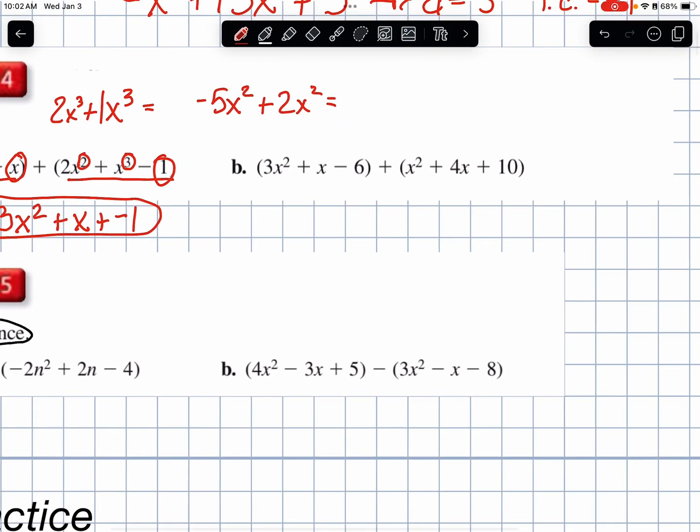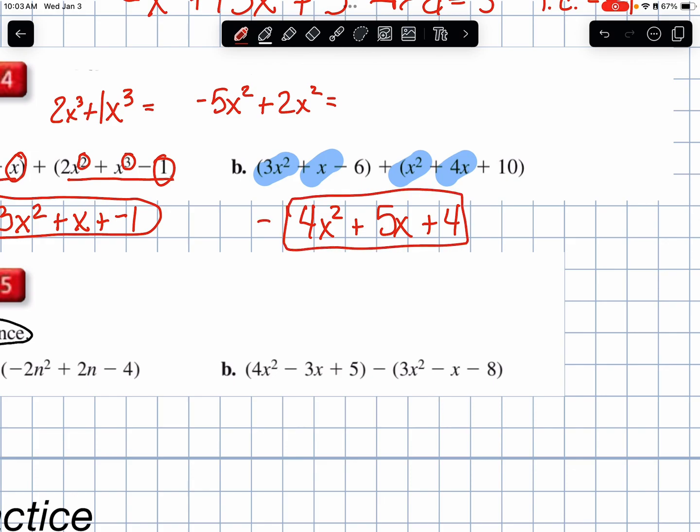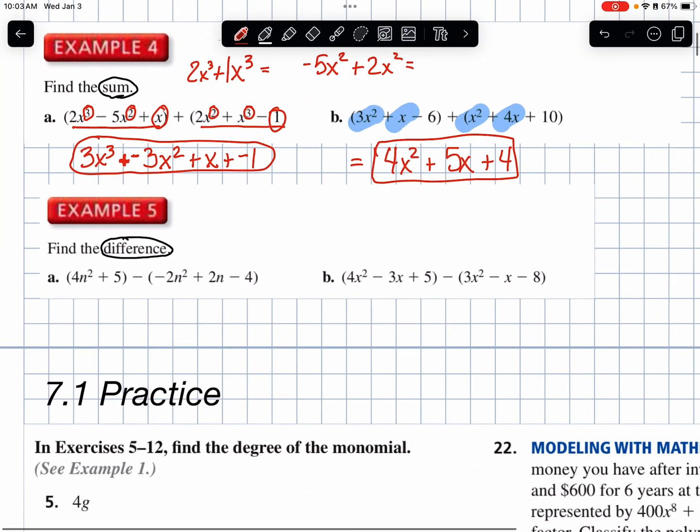One more example. I'll do this one a little bit faster. So 3x squared and x squared. I add those up. We get 4x squared. Next, I see an x and a 4x. So that's going to give me 5x. And then a negative 6 and a positive 10 gives me 4. So there is my sum of those two polynomials.